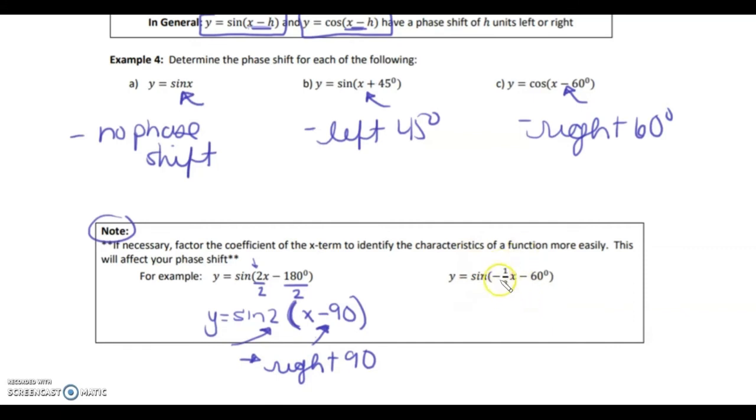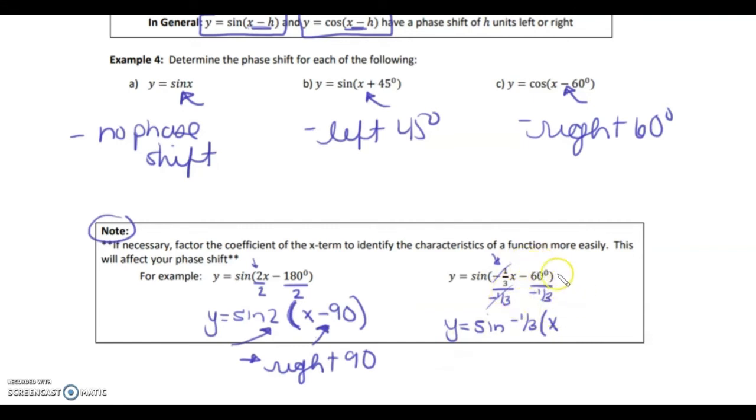Let's factor out this coefficient. This was a little bit trickier. We have to factor out the entire coefficient of x. So we're going to factor out negative 1/3, quite an ugly number. So we have y equals sine, negative 1/3 bracket x. That one's easy because those are the same number.